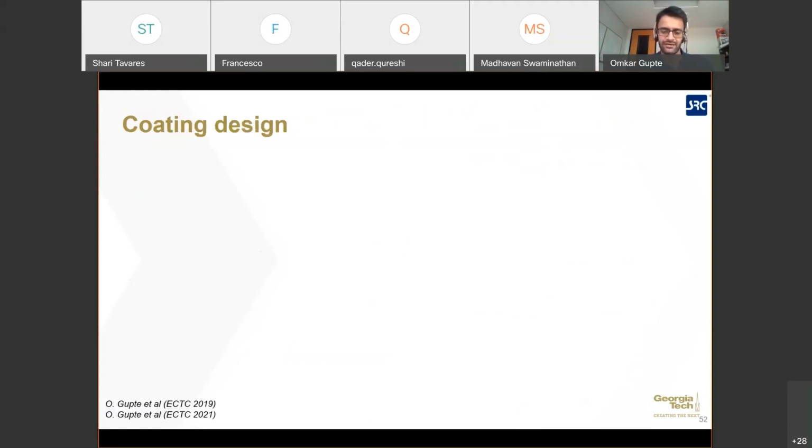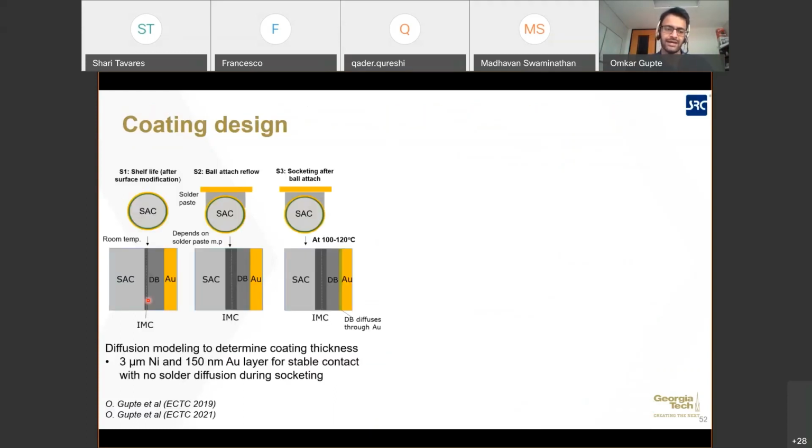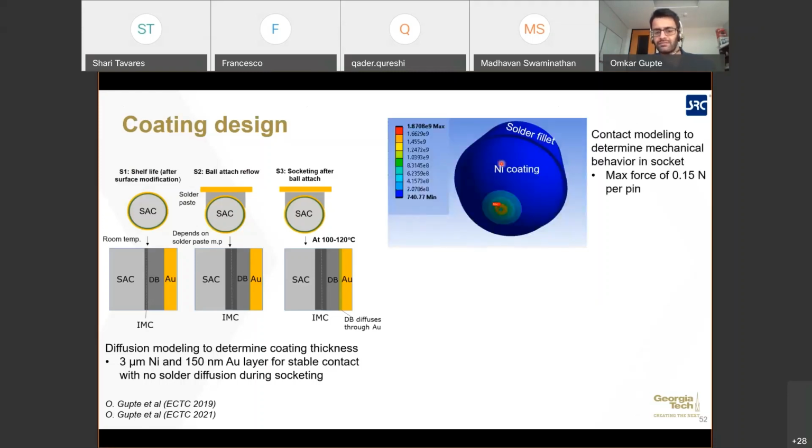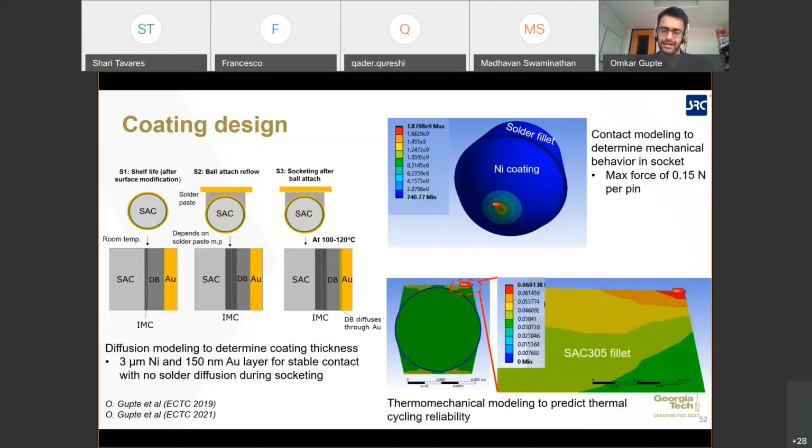So we start off with the coating design by looking at what reactions can occur between the core and the coating material at different stages of operation during socketing and SMT applications. Then we look at the mechanical performance of that coated sphere in a socket by doing some contact modeling, and also estimate the thermomechanical reliability performance of the assembled package when it is used in SMT applications.